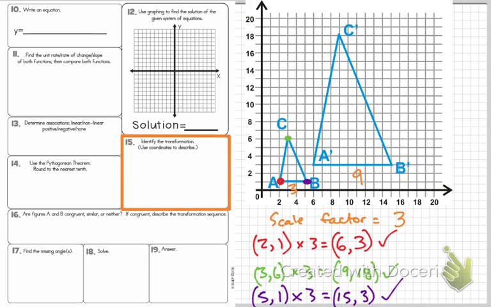If you need a little bit of help with other figures and whether those figures are similar or not, we're going to talk about that in question 16.